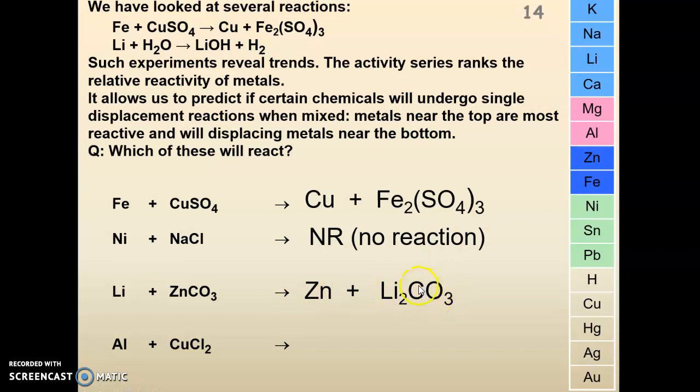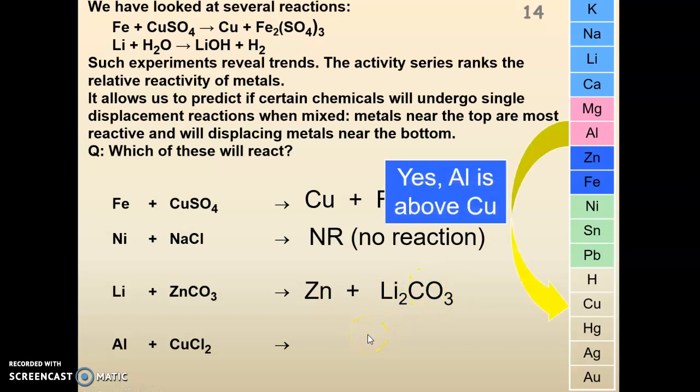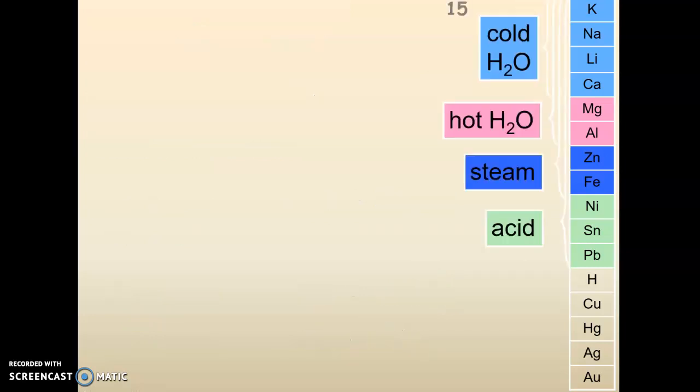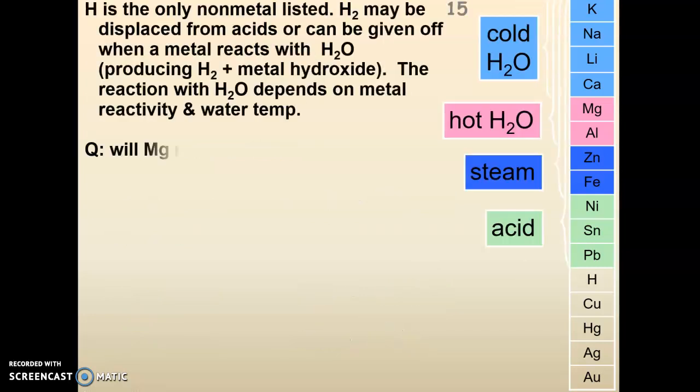Remember, these are ionic compounds. You do the charges, that's why it's Li2CO3. Alright, aluminum and copper, yes, because aluminum's above the copper and it would make products. Alright, let's look at some other ones.